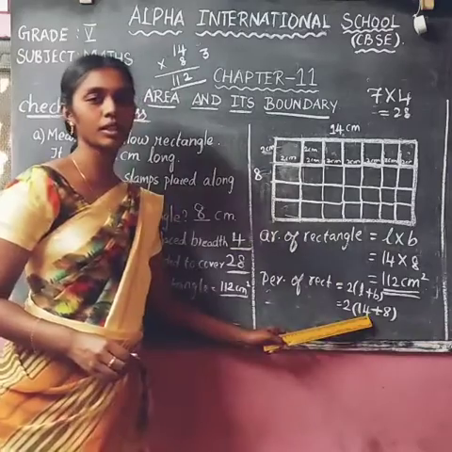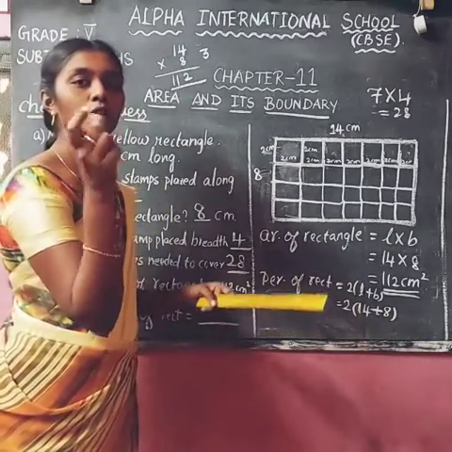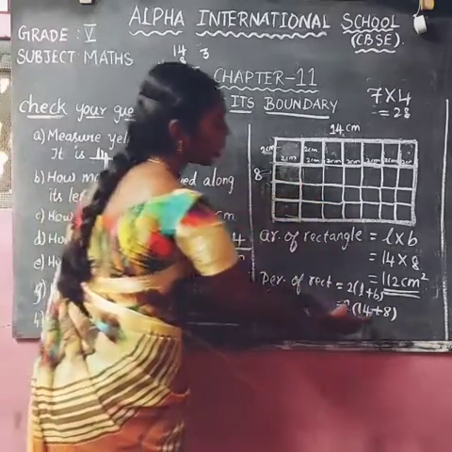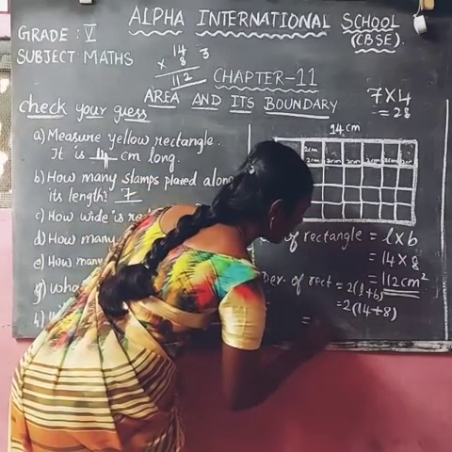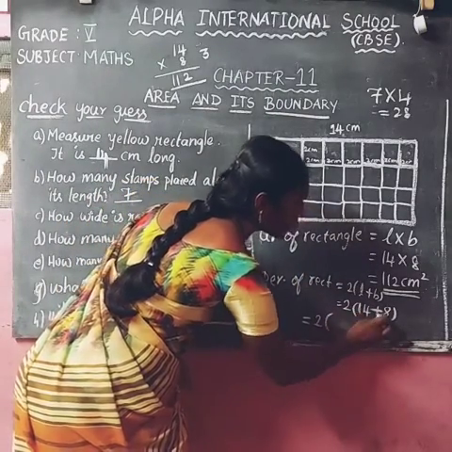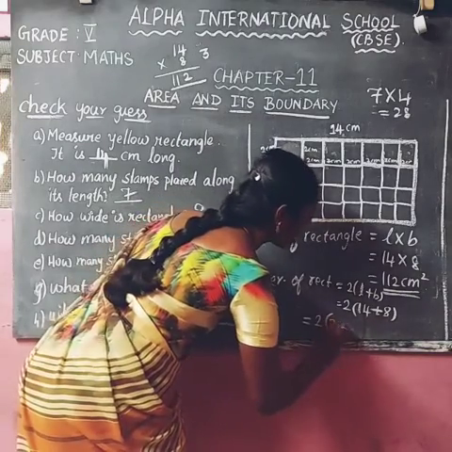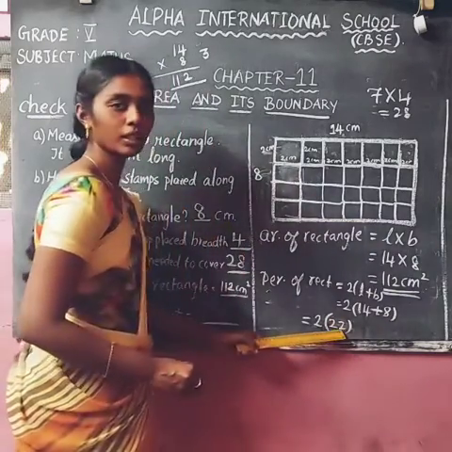First, for this type of calculation, you want to minimize. That means you want to solve the things inside the bracket only. So what will I get? 2 into 14 plus 8 gives you 22. 14 plus 8 is 22.